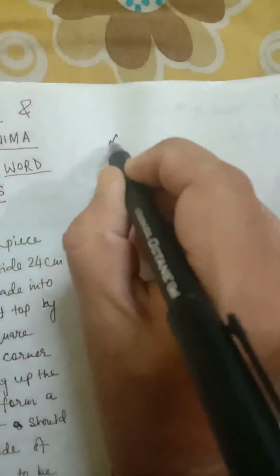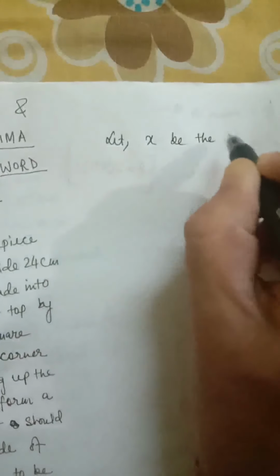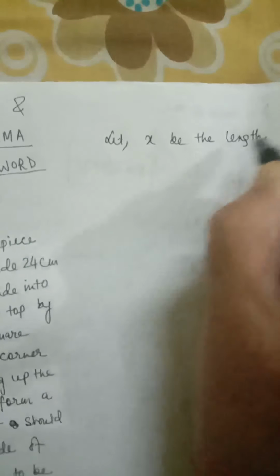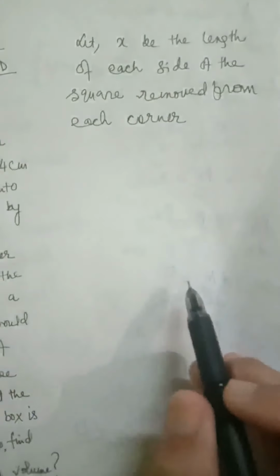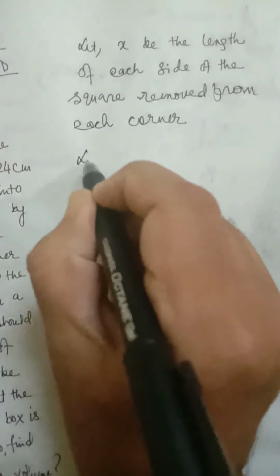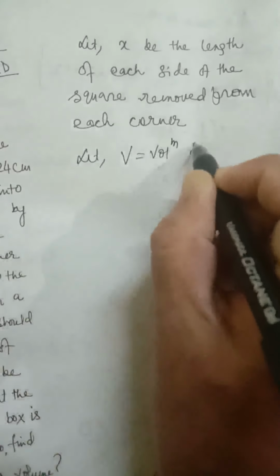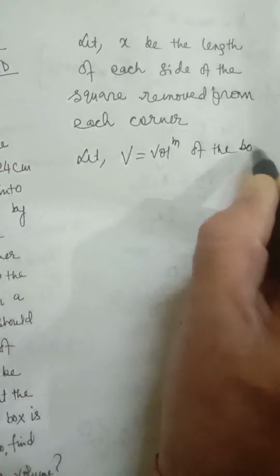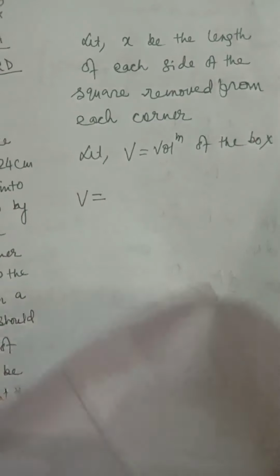Okay, so first we will write: let x be the length of each side of the square which is removed from each corner, and let V equal the volume of the box so formed. Now what will be the volume? We have already seen. Again I am explaining. Total length is 24.